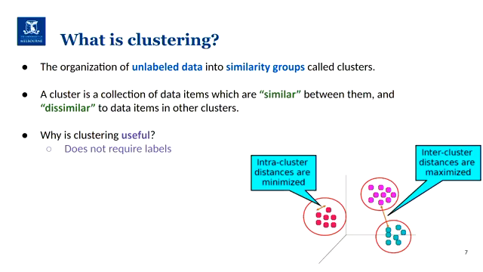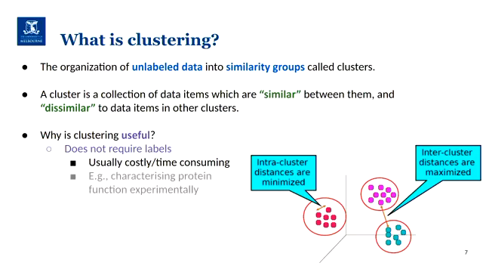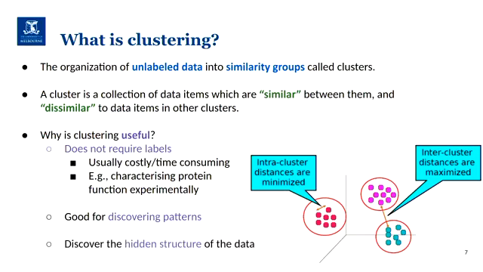One of the main aspects of clustering is that it does not require labels, which, especially in biology, is sometimes not an option, because identifying the labels experimentally might be costly or time-consuming. If you think about characterizing a protein function experimentally, that costs a lot of money and takes a lot of time. With an unsupervised learning approach, you can skip that part and try to understand how data is organized, even without the labels. Therefore, clustering is quite important and useful for discovering patterns in your data and how they are organized. In other words, it's quite interesting for discovering the hidden structure of the data.